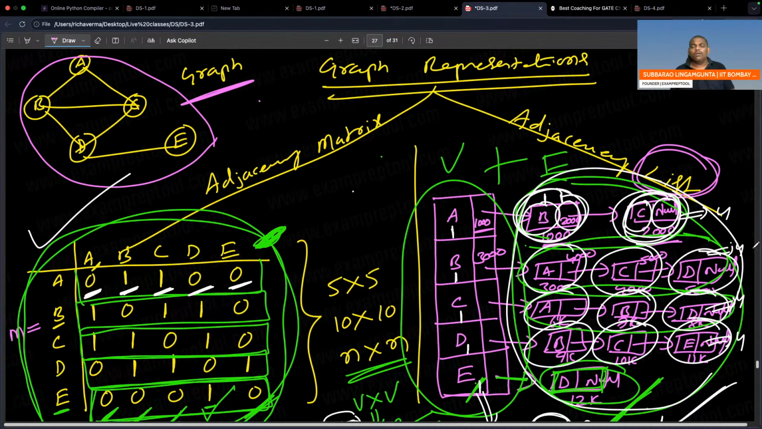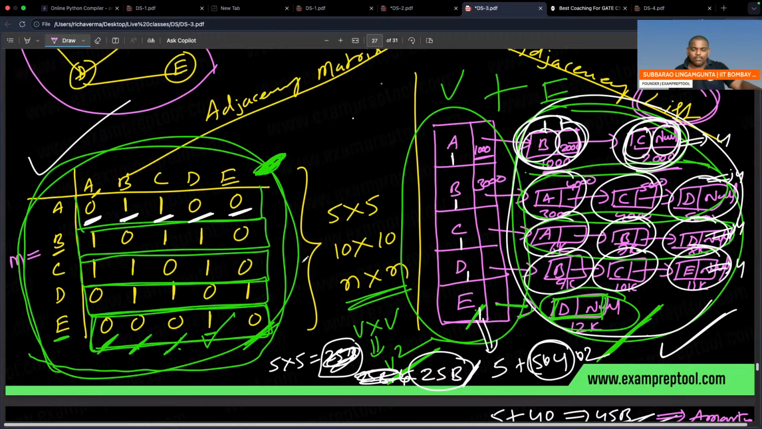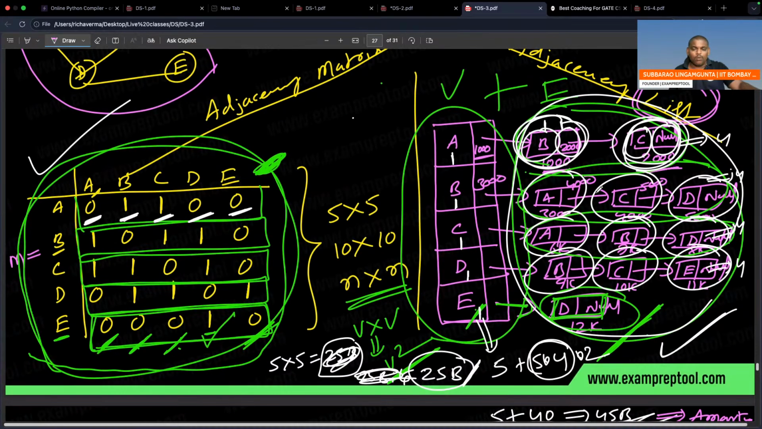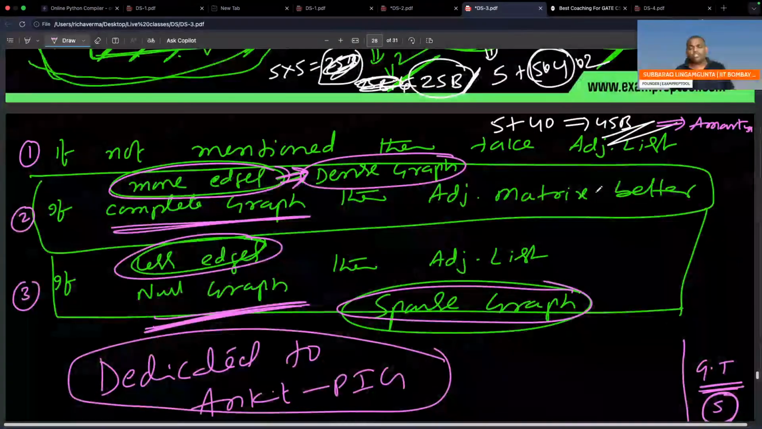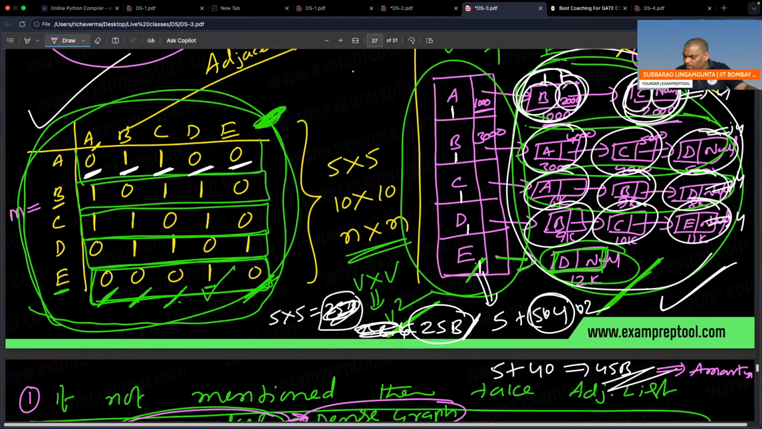Let me conclude. Graph representations are two types: matrix and list. Matrix like this, list like this. Now, if nothing is mentioned, go for list. Because the list advantage is it doesn't keep more, doesn't keep less. How many people are there, it will keep those many only. But there is some extra burden here, because it is a linked list, links are there. That is the extra burden.